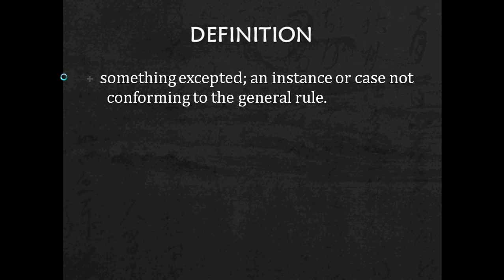So the general definition of an exception is something excepted, an instance or case not conforming to the general rule. So that means anything abnormal, anything that's not supposed to happen or be there, we usually call an exception. All right?